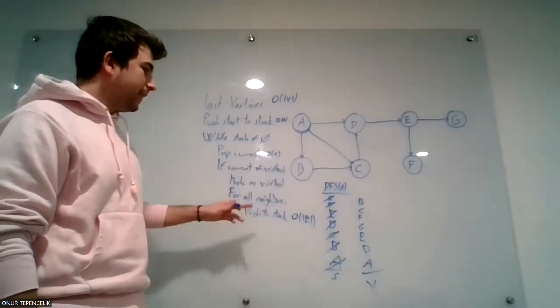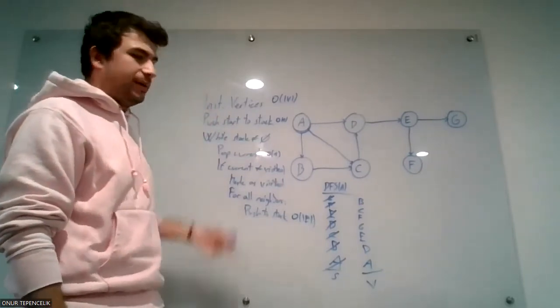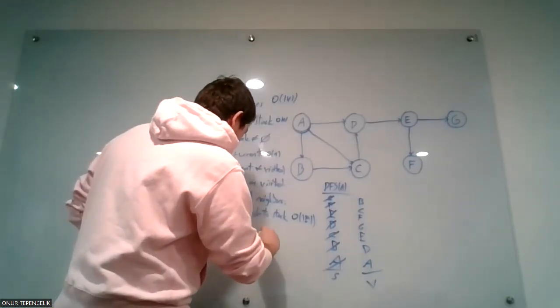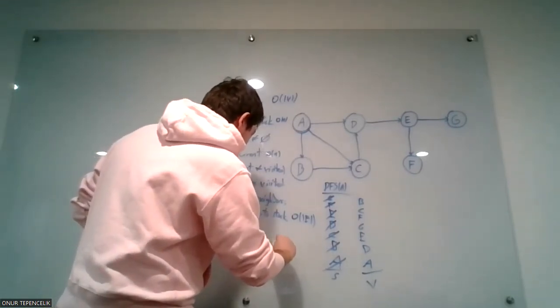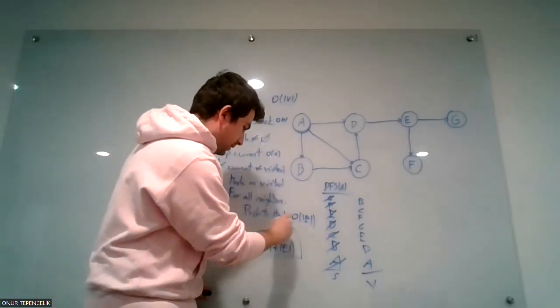So this means that if we include the initialization step to the time complexity of this algorithm, the total time complexity would be O(V + E). This is the time complexity of DFS.